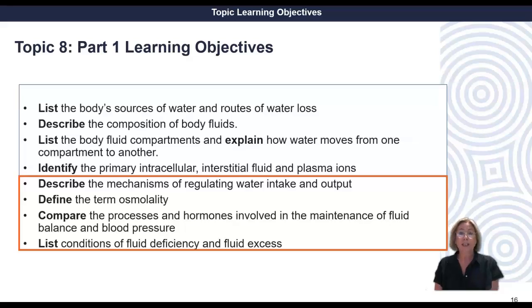Welcome back, everyone. In this part of the topic, we're going to cover these learning objectives. Be able to describe the mechanisms of regulating water intake and output, be able to define the term osmolality, be able to compare the processes and hormones involved in the maintenance of fluid balance and blood pressure, and finally, be able to list conditions of fluid deficiency and fluid excess.